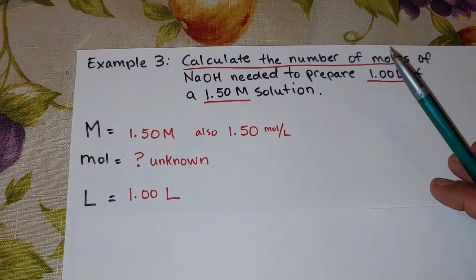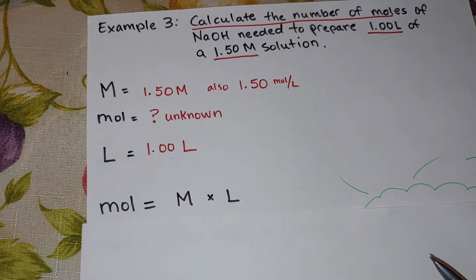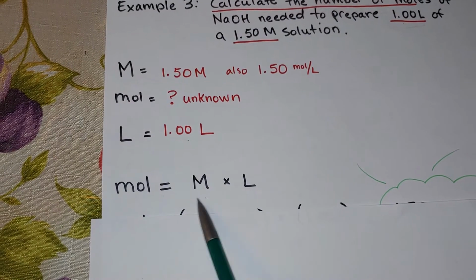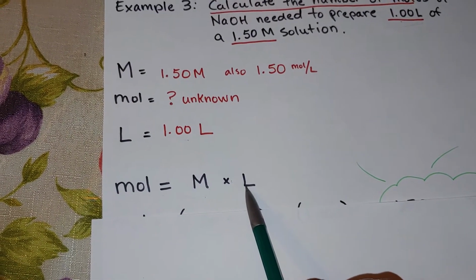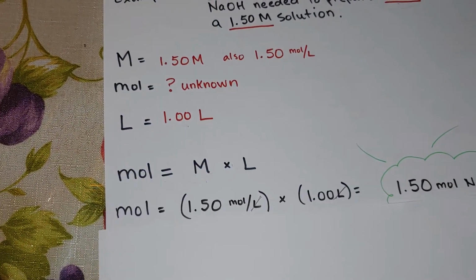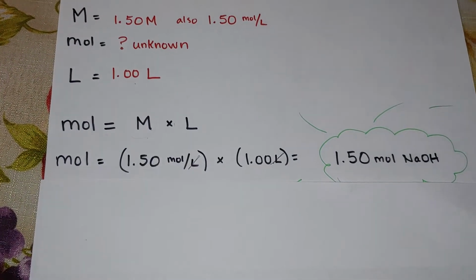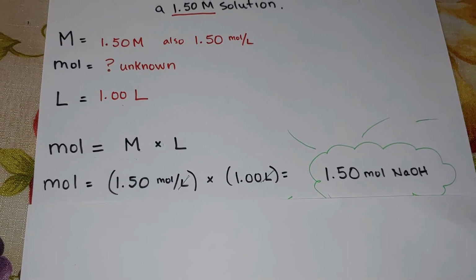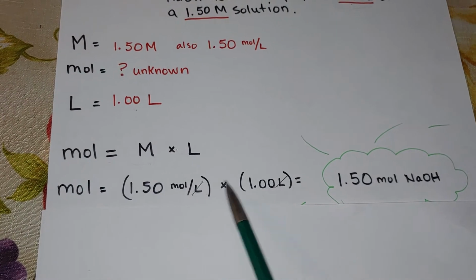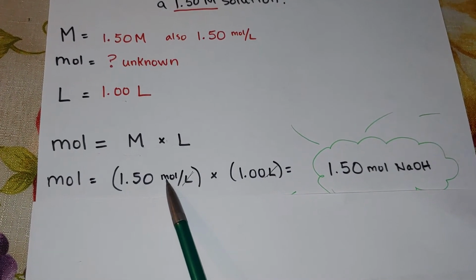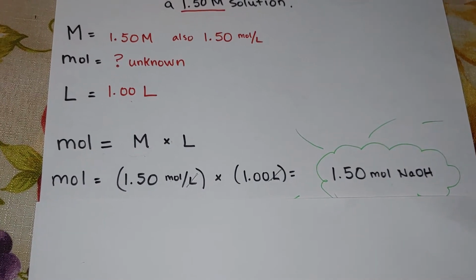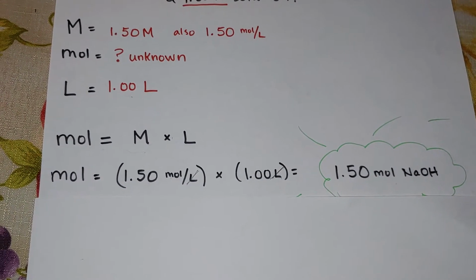Since moles is my unknown, I know that moles is equal to molarity times liters. Pretty simple. It's pretty much going to be this times this. Voila. 1.50 moles per liter times 1 liter. Liters cancels, and moles is the remaining unit. My answer is 1.50 moles of sodium hydroxide. And that is our answer for that.